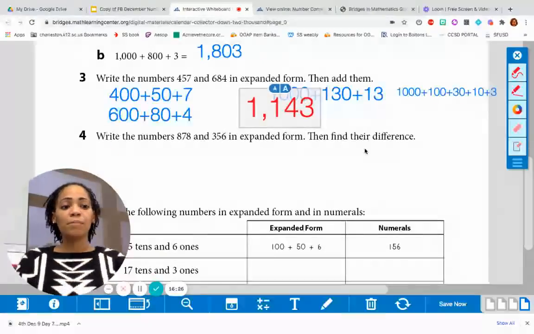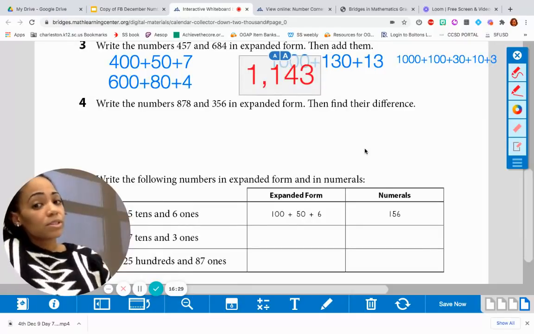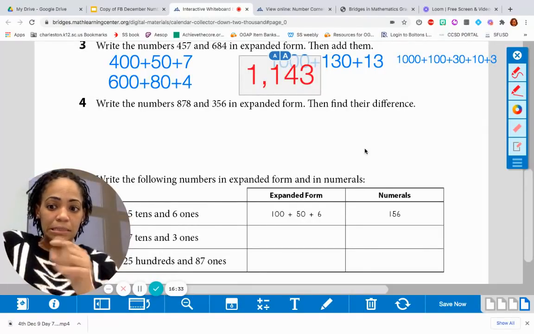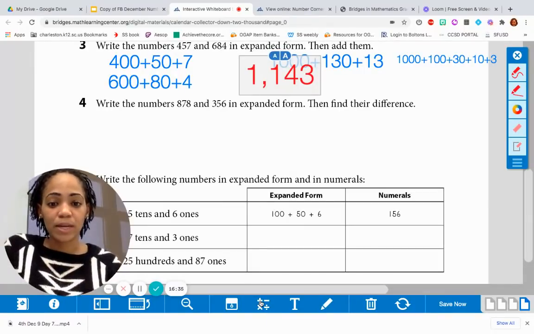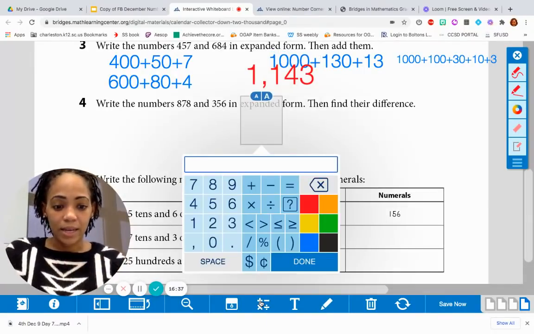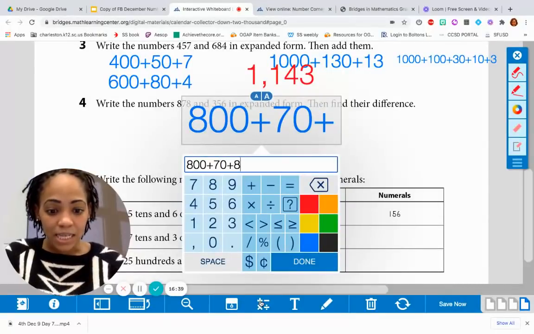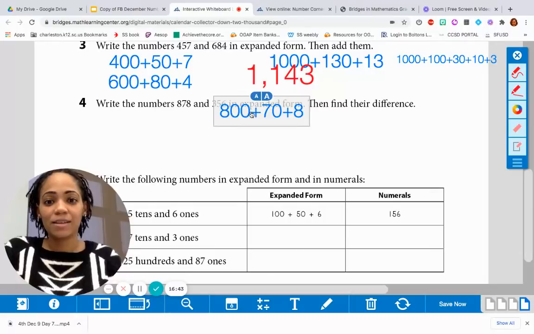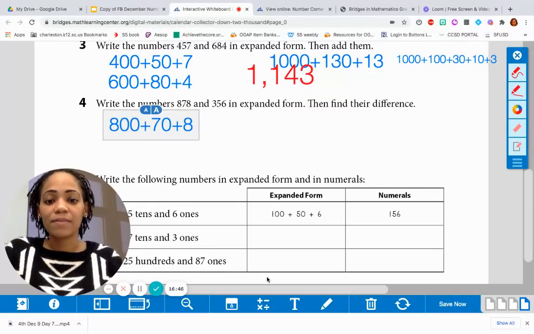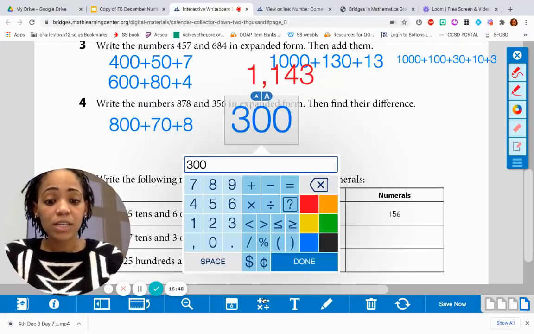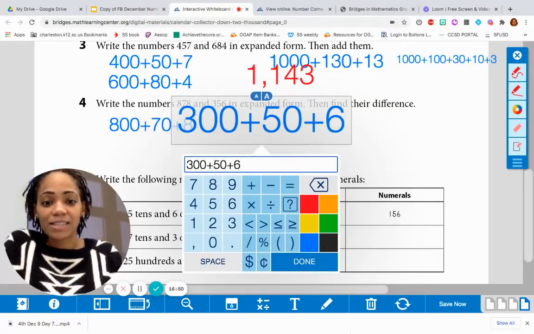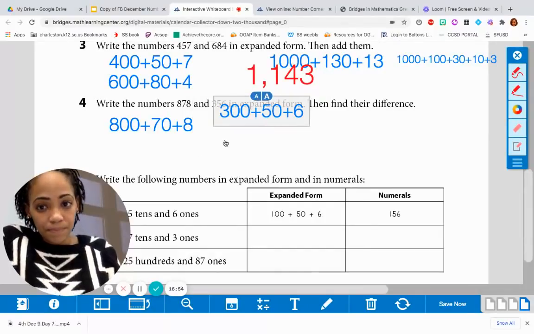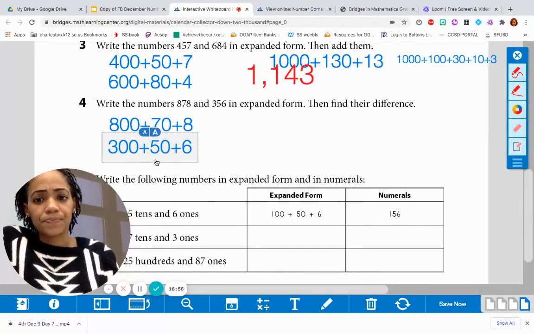All right, number 4. Write these two numbers in expanded form, then find their difference. We can do it. Let's do it really quickly together. Ready? 878. Ooh, that was easy, right? Okay, then we have 356. So just like I say the number, I'm writing it in expanded form. And now I need to subtract.